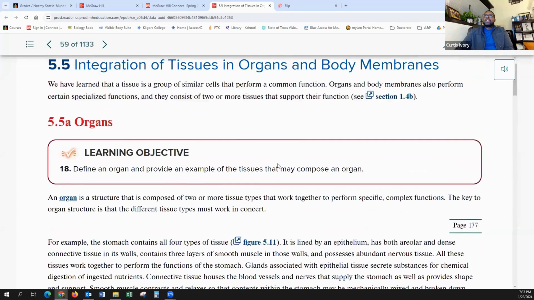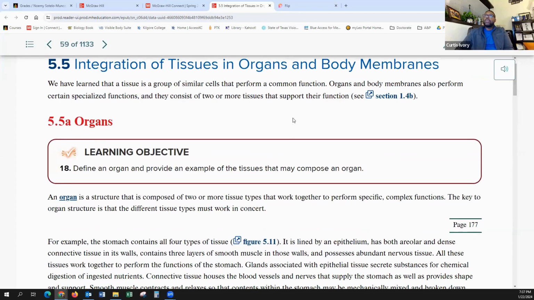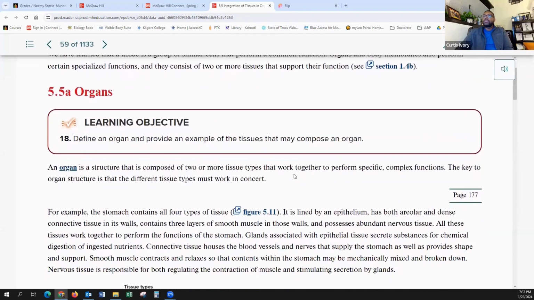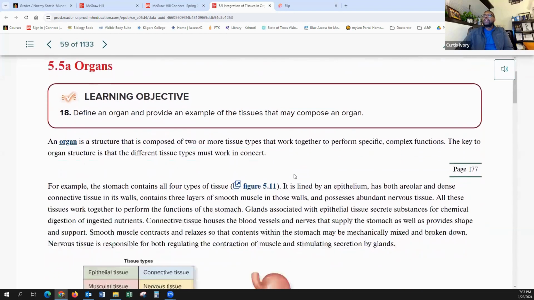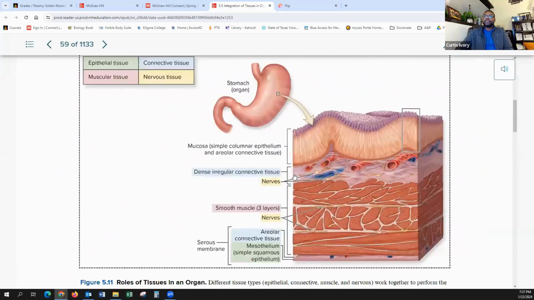So tissues can be found in organs, which are structures composed of two or more tissue types that work together to perform specific or complex functions. Like your stomach, your liver, your eyes, your kidneys, they're made of different types of tissues. If it has more than one type of tissue, it's classified as an organ.